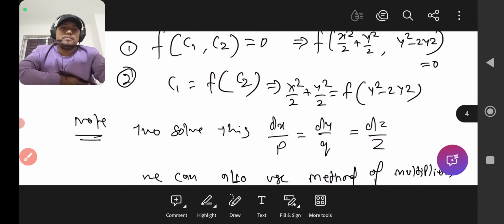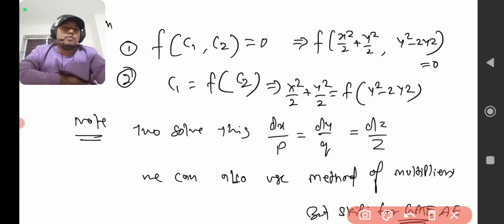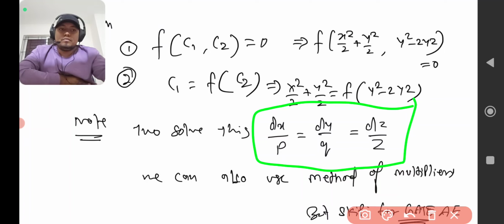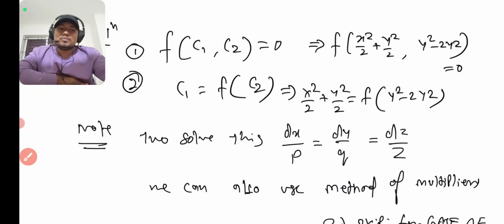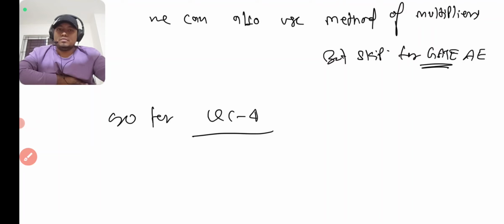Note, I have given one note. To solve this kind of pattern we got in both the examples today, this example and the previous one. So this kind of format we are getting. To solve this kind of format, some people use the method of multipliers also, but for the GATE Aerospace exam you can skip this, just go for lecture 4 now.